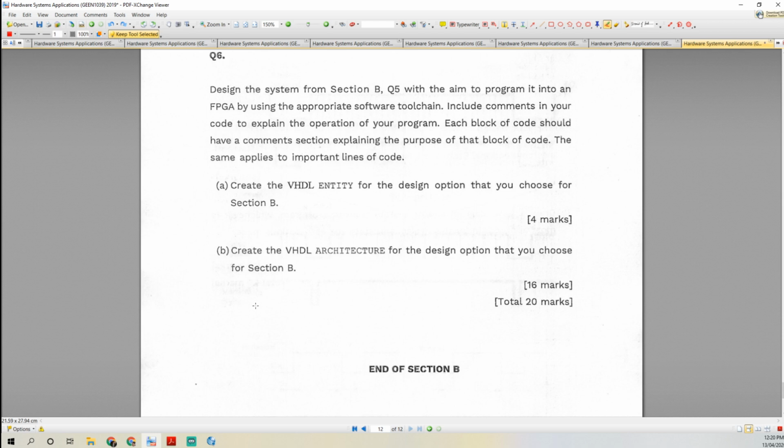So part A for 4 marks requires us to write code for the entity. Part B for 16 marks requires us to write code for the architecture for a total of 20 marks. And this is typically the format of the exam moving forward, in terms of mark allocation.